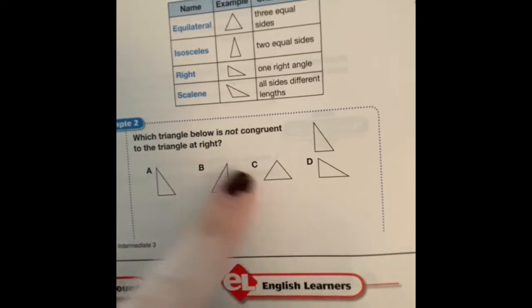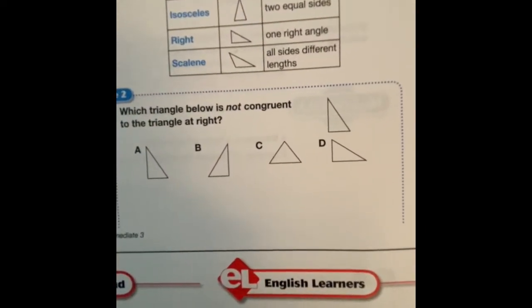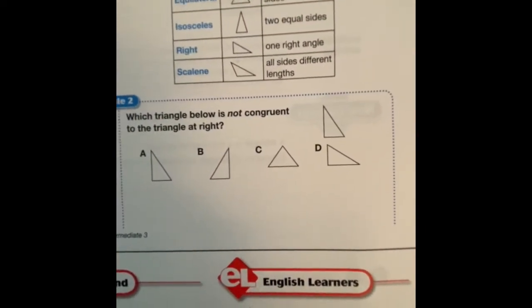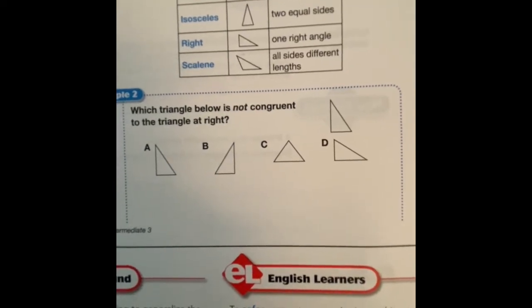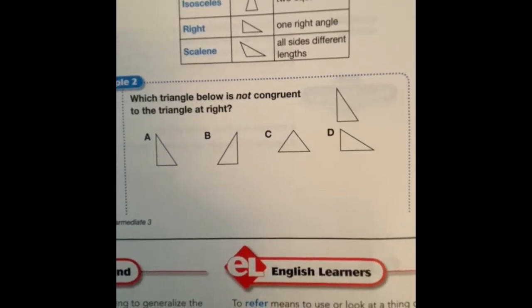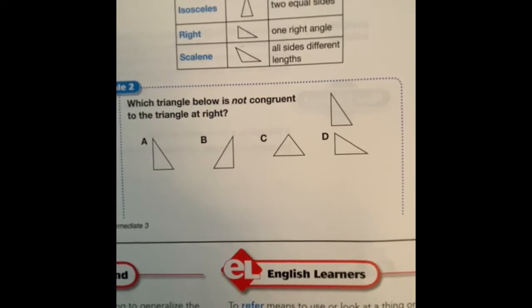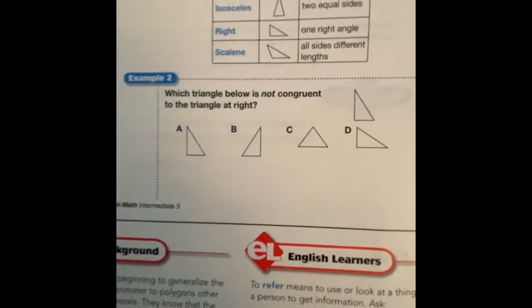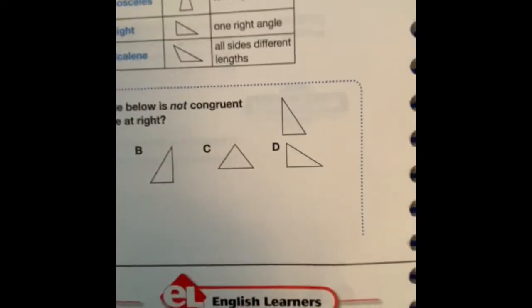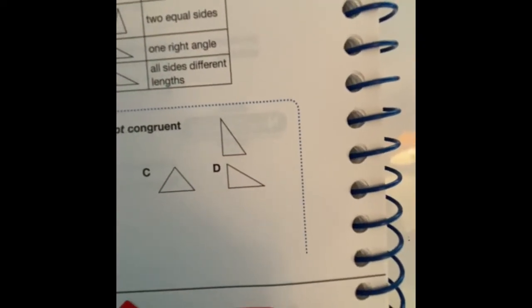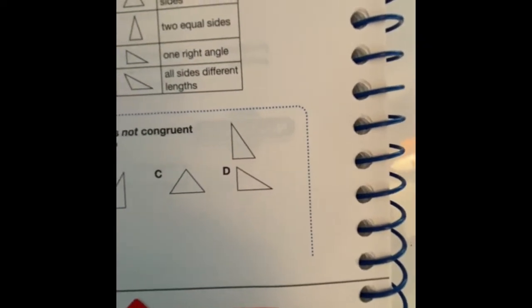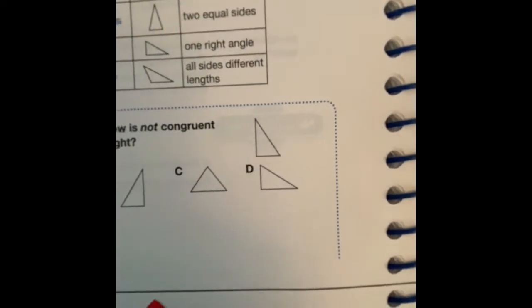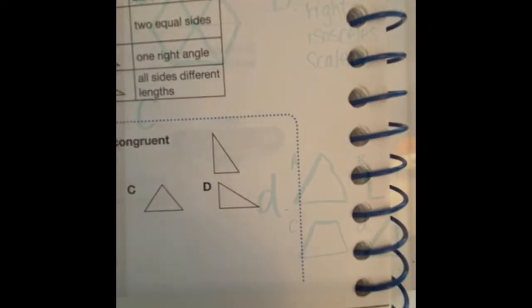C, poor C, that's definitely not congruent to the triangle that we've been given. So right off the bat, we know that C is our answer. That is not a congruent triangle to the one at the right. D, however, is still congruent because even though it is flipped on its back, it is still the same triangle as the one right above it.